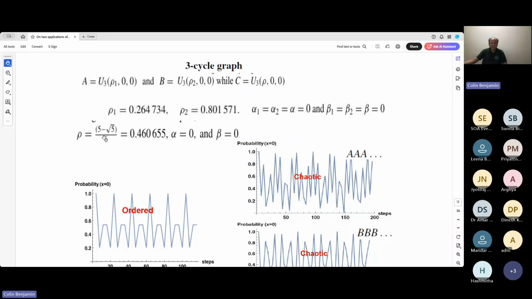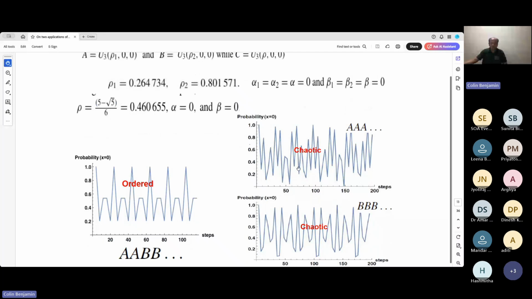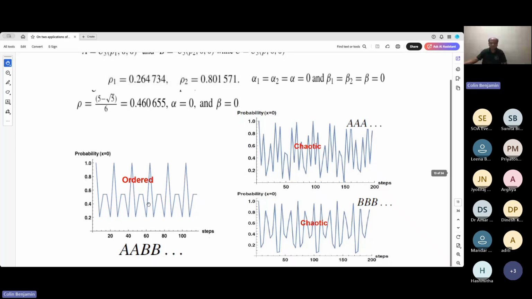And I can see that these are equivalent to, for the 3-cycle graph, the rho which gives us an ordered quantum walk. And here you can see that AAA lands up in a chaotic quantum walk, and BBB also, repeatedly applying it, lands up in a chaotic quantum walk. But their combination in this deterministic manner, that is AABB, lands us in an ordered quantum walk. And as I said, this we can check.